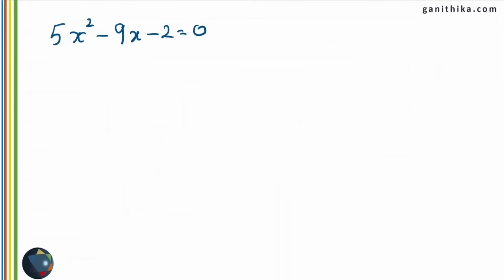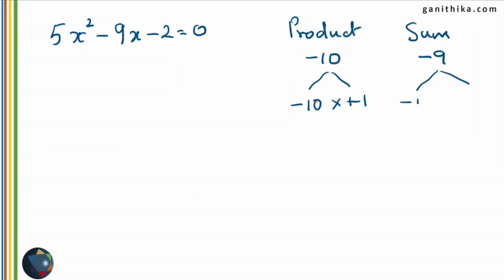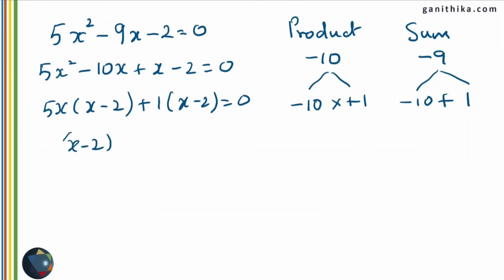So let's consider another example and see if it works. This is the equation. So product and sum. Product will be -10 and sum will be -9. So choosing the numbers accordingly, you will have -10 and +1, which on multiplication will give you -10 and on addition will give you -9. Therefore, the middle term is split into -10x plus x, and simplifying further, you will get these two factors. Solving those two factors individually, you will get x is equal to 2 or x is equal to -1/5, which will be the roots of the given equation.